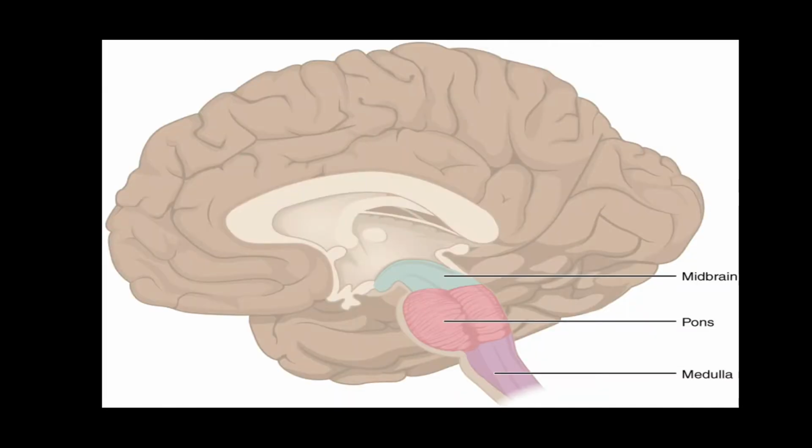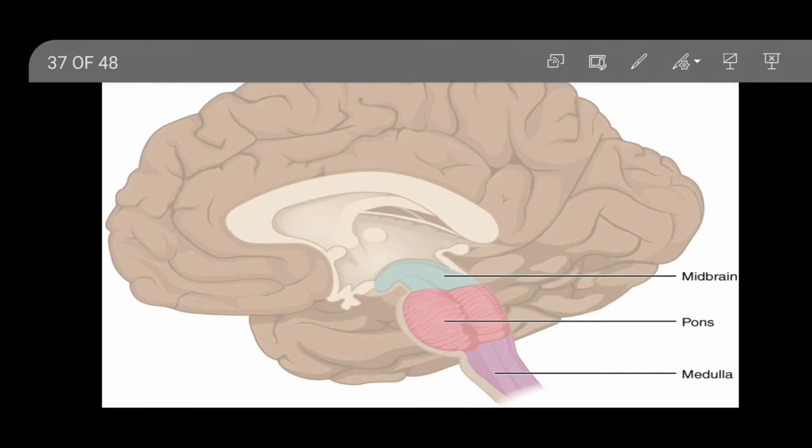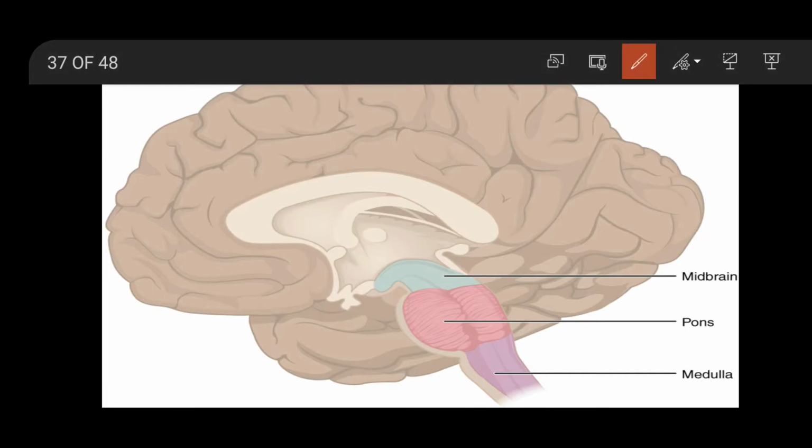Next is the medulla. Students, the medulla controls various involuntary actions of our body like heartbeat, breathing, blood pressure, etc. And it is also the controlling center for reflexes such as swallowing of food, coughing, sneezing, secretion of saliva in your mouth. So all these reflexes are also controlled by the medulla.